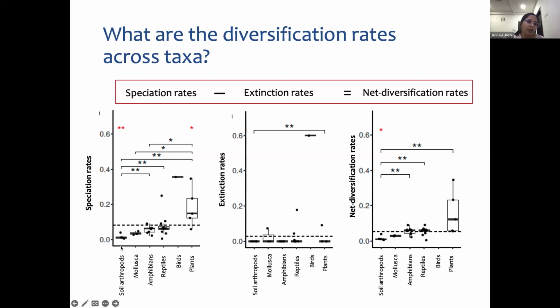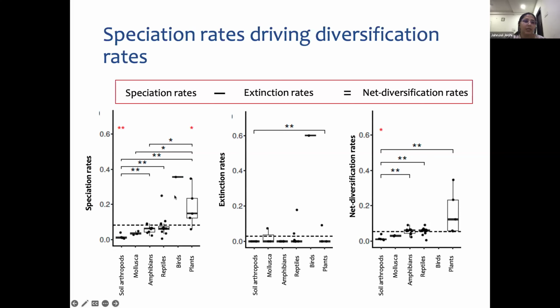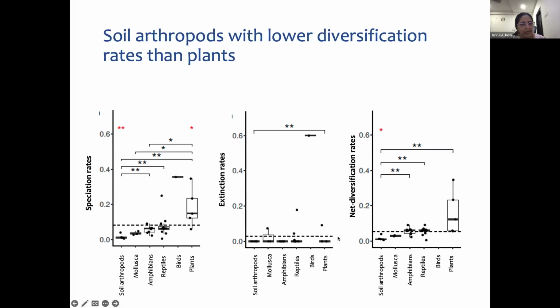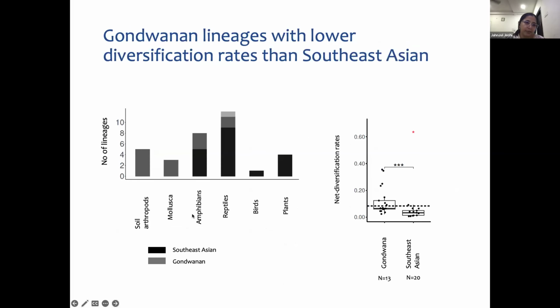What you have here on the x-axis are the different taxonomic groups, and on the y-axis, speciation, extinction, and net diversification rates. You can see largely speciation rates are driving the diversification rate. Across taxonomic groups, extinction rates have remained low. Secondly, soil arthropods have the lowest diversification rate, and the plants had the highest diversification rates, as we had predicted. Again, Gondwanan lineages, which are gray in color, have lower diversification rates, versus Southeast Asian lineages, which had higher diversification rates.